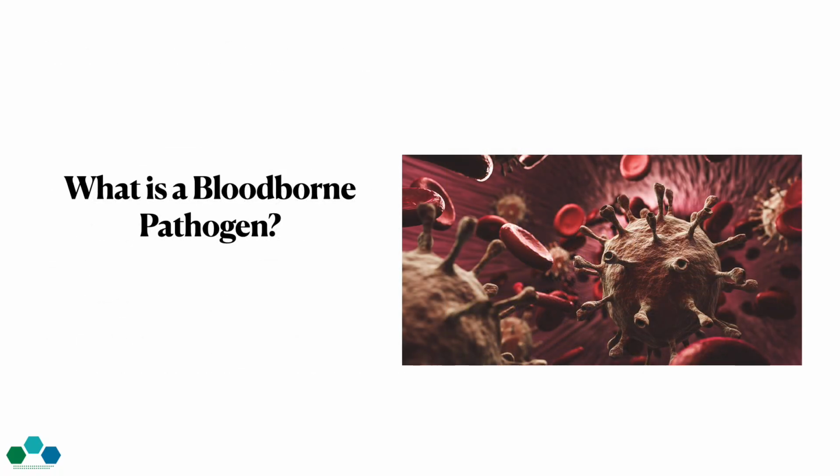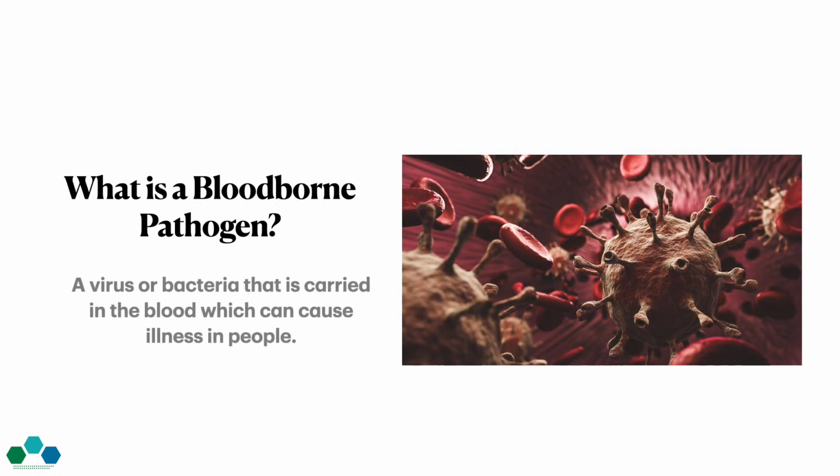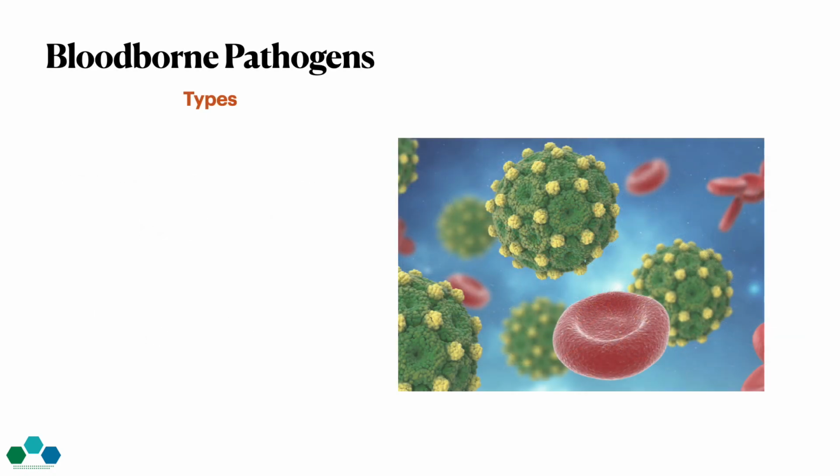A bloodborne pathogen is a virus or bacteria that is carried in the blood which can cause illness in people. There are many different types of bloodborne pathogens, including hepatitis B, hepatitis C, HIV, syphilis, malaria, and many others.